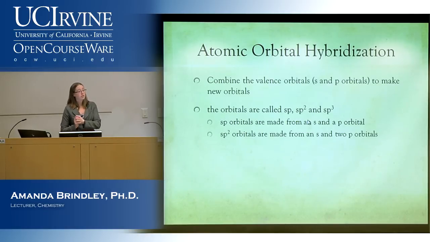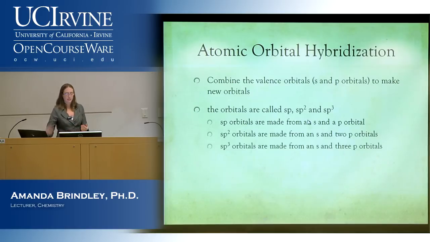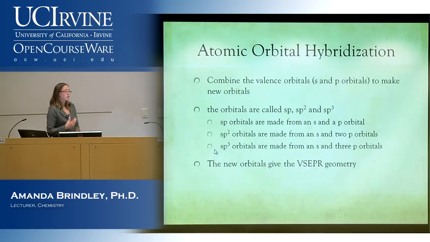Anyone want to guess what sp3 orbitals are made out of? Good. An s and three p orbitals. Pattern recognition, it's important, right? Okay, so you take an s orbital, you take three p orbitals, you mix them together, and you're going to get four new orbitals now. We take four orbitals, we make four orbitals, and we're going to call those orbitals sp3 orbitals. Now, those new orbitals that we've made, that's what we're going to use to make our single bonds with, or our first bonds, and that's what gives us our VSEPR geometry, okay? So once we get these all made, you'll see that's where our geometry kind of comes from.